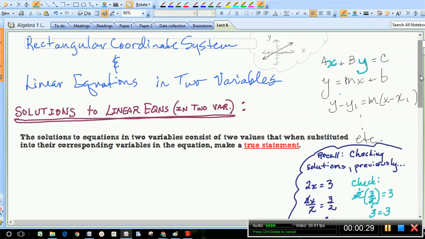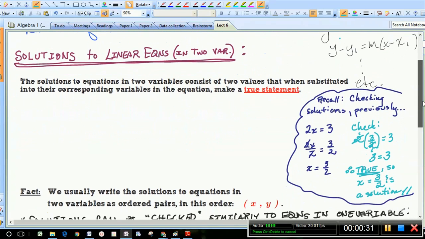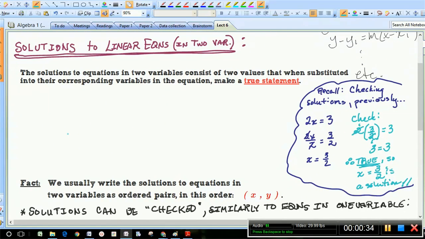But I want to just kind of talk to you about outcomes. We're looking for solutions. And so when you have a linear equation in two variables, the solutions are going to consist of two values, okay? Of course, just like before, we were able to check our solutions when we substituted back in, and that's what's on the right there in blue. When we substituted back in, if your statement was true, then you did find a good solution.